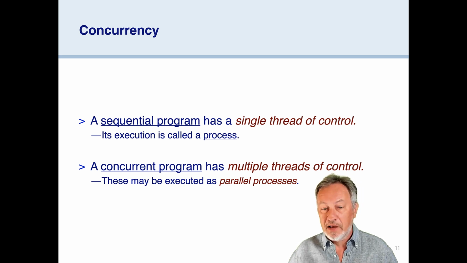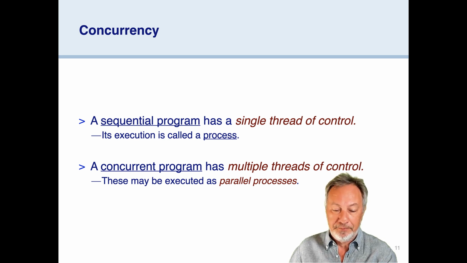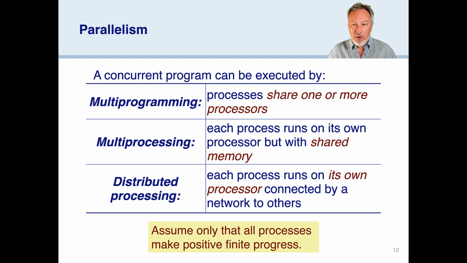The question, of course, is how do you execute a concurrent program? And there are different ways of realizing that. You can execute a concurrent program either with the help of multiprogramming, multiprocessing, or distributed processing. With multiprogramming, you have processes that share one or more processors. With multiprocessing, each process runs on its own processor, but with shared memory. And with distributed processing, each process runs on its own processor, connected by a network to others.